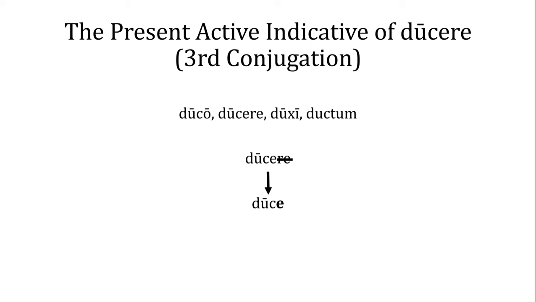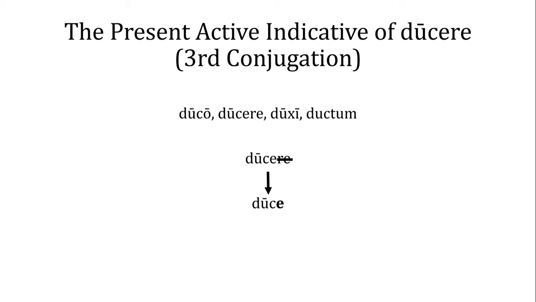All right. So we're going to do, again, the present system. How do we find the stem? Well, the stem is duce, but notice without the macron there. All right. The ducere, how do we know it's the third conjugation? Because there's no macron on that E. And so likewise, in the present system stem, there is no macron.